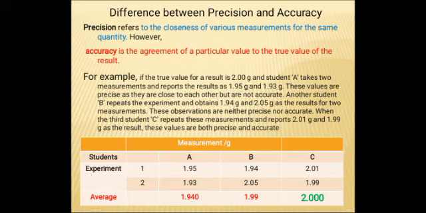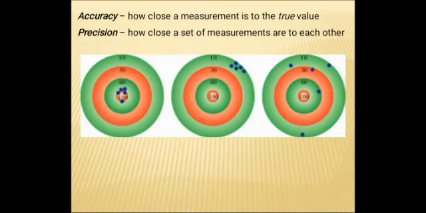So it means, who is the most precise and accurate? The third student is both precise and accurate, whereas A and B are not accurate but they are precise, very close to each other. Let's understand this with this slide also. Accuracy means how close a measurement is to the true value, whereas precision is how close a set of measurements are to each other.